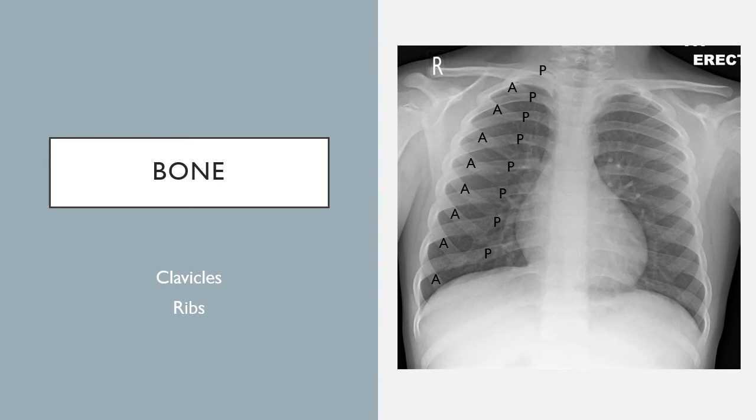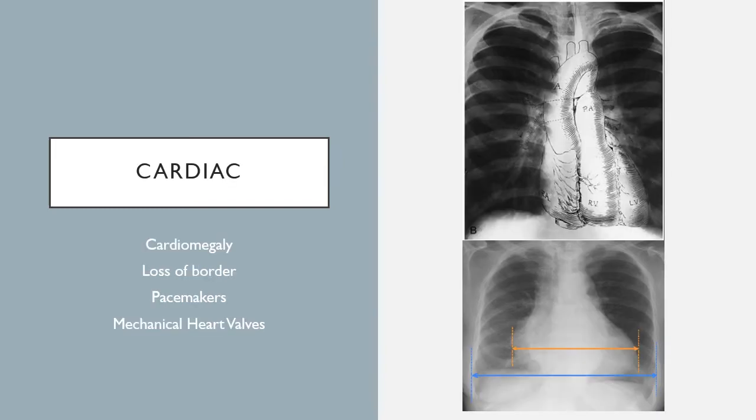Work your way from top to bottom. The 5th to 7th anterior ribs normally intersect the diaphragm. If the 4th rib or higher intersects, this is a sign of poor inspiratory film. C is for cardiac.